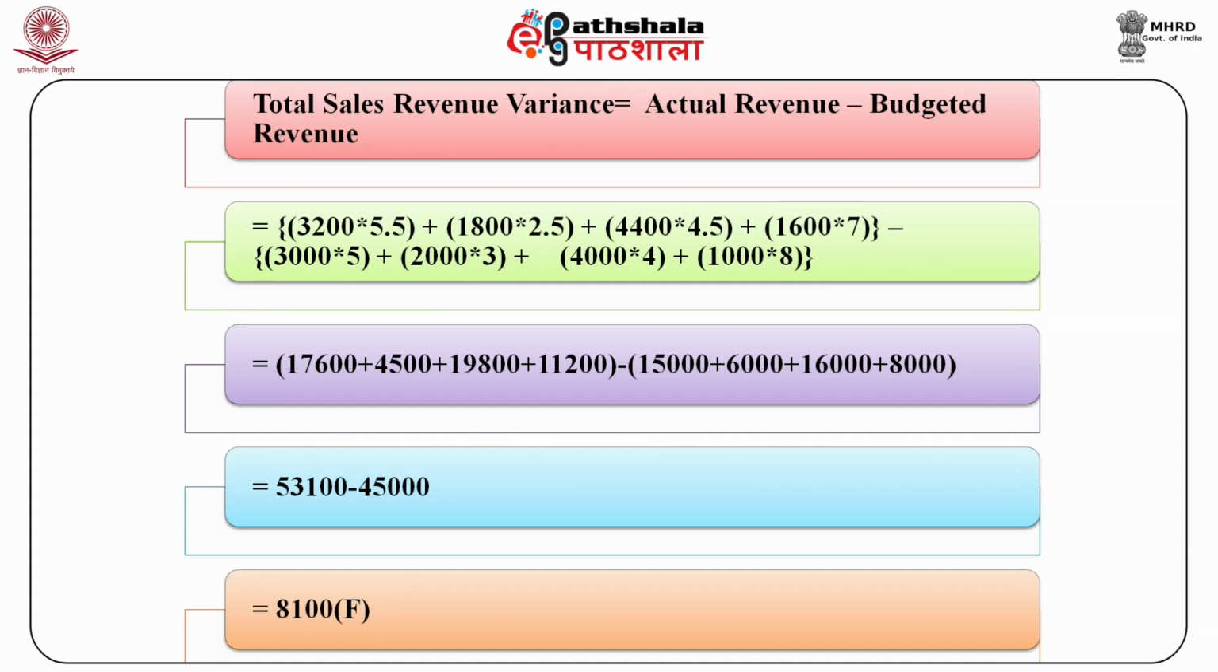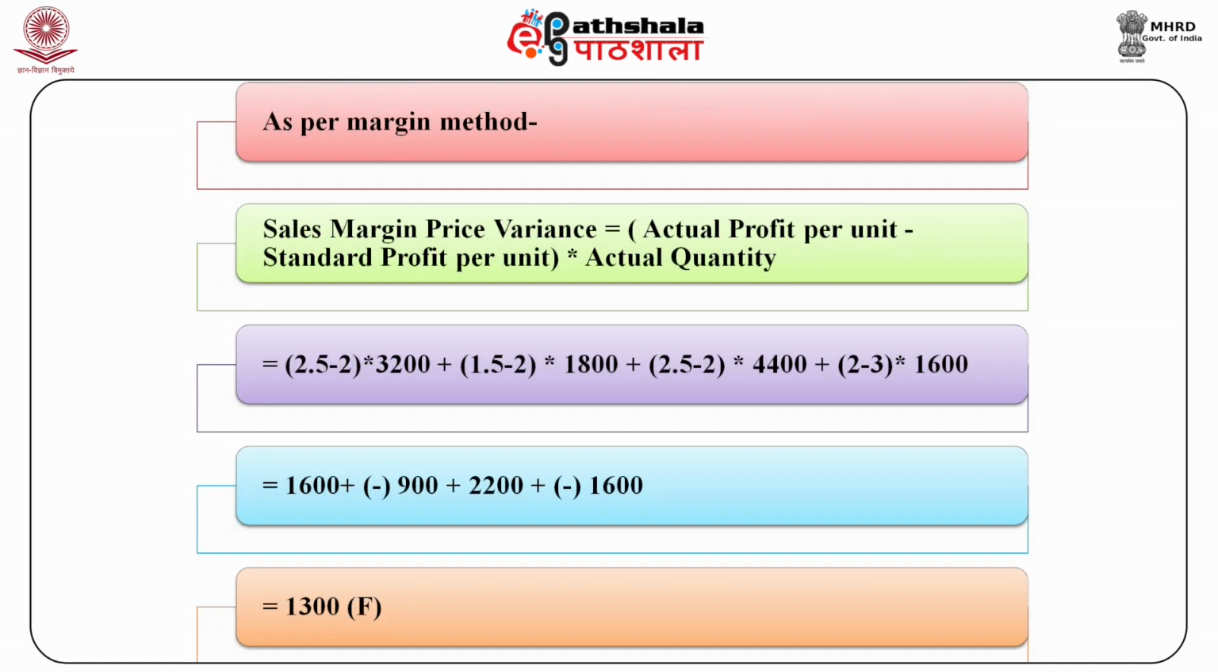Then we have total sales revenue variance. This equals actual revenue minus budgeted revenue. This equals 3200 multiplied by 5.5 plus 1800 multiplied by 2.5 plus 4400 multiplied by 4.5 plus 1600 multiplied by 7. This gives us 8100.